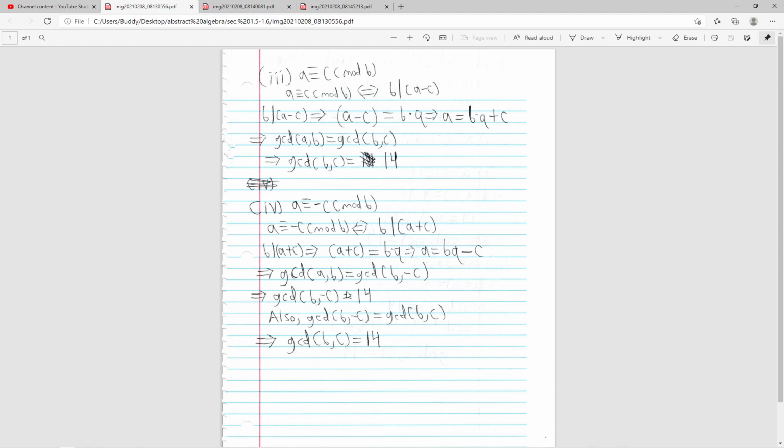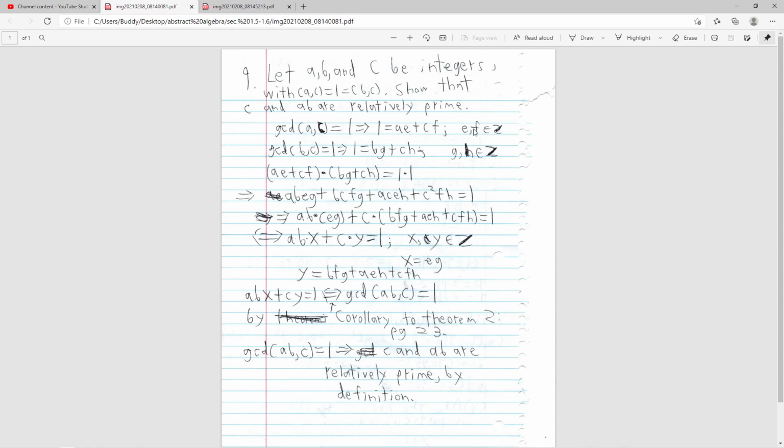Yeah, and then we basically do GCD of A, B equals GCD of B, negative C. And then GCD of B, negative C equals 14, because GCD of A, B is always equal to 14 in this problem. Also, GCD of B, negative C equals GCD of B, C, because that's a property of the greatest common divisor. So GCD of B, C equals 14.